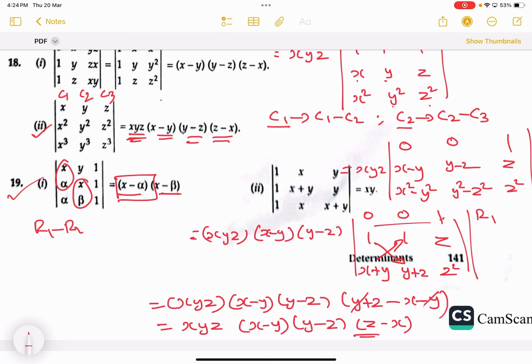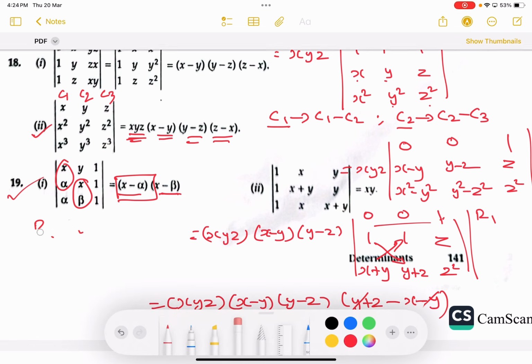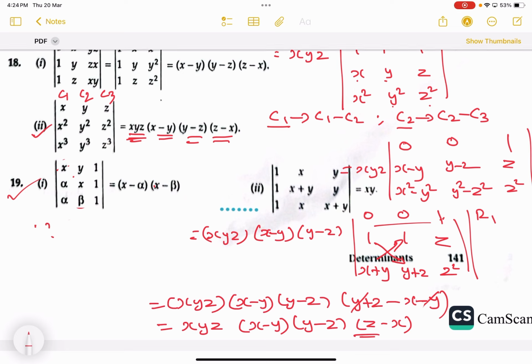By doing that itself, the sum of the values will become 0. Automatically you will get the answer. It is an easy question. I'll just do it directly, you see. By R1 minus R2, what will you get? x minus alpha, y minus x, 0. Then R2 minus R3: 0, x minus beta, 0.